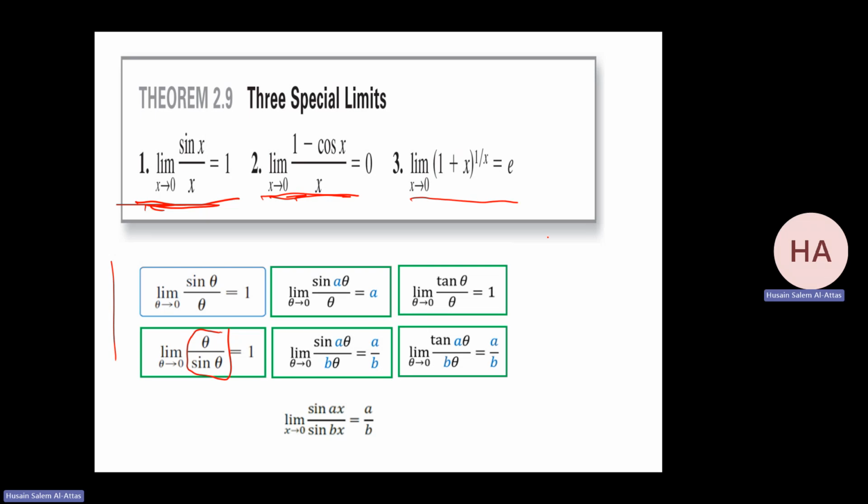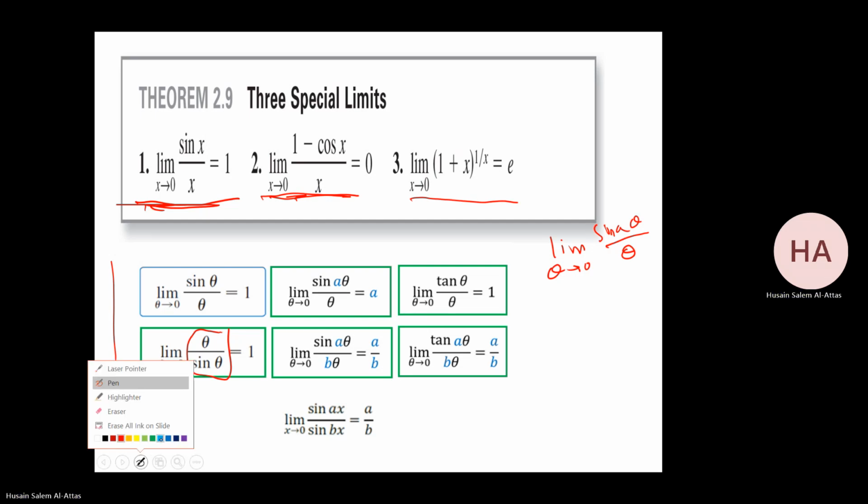Now, if I have limit as theta goes to 0 of sine a theta over theta, what shall I do? Just to get this formula, I put a here and a there. Now we did nothing. I multiply by 1, so that will not change the formula. But now what will happen?